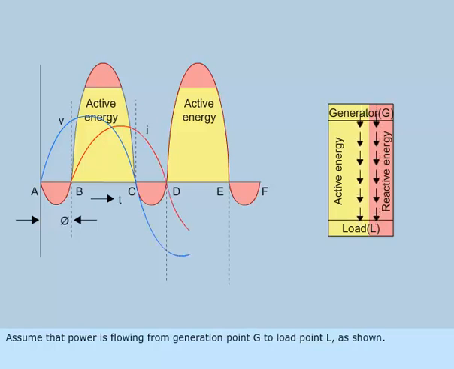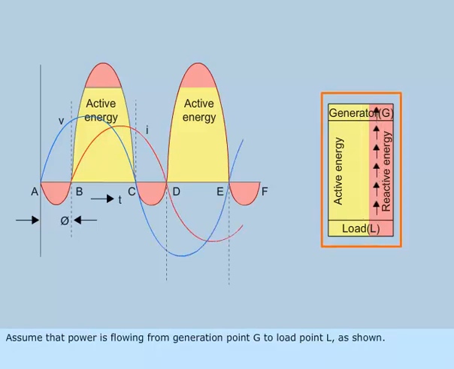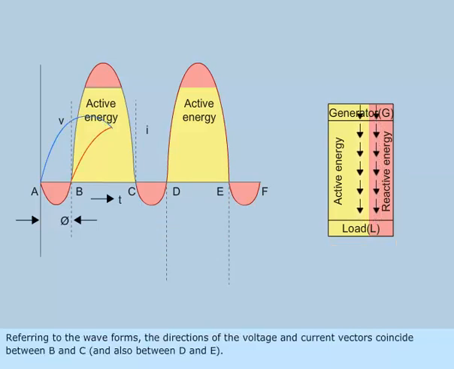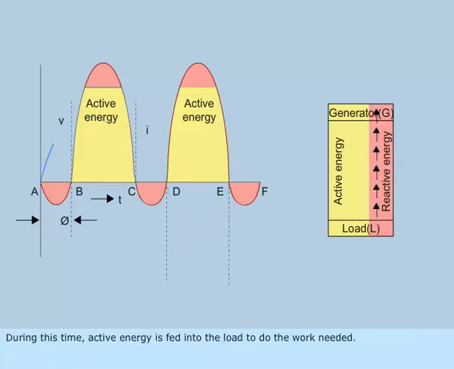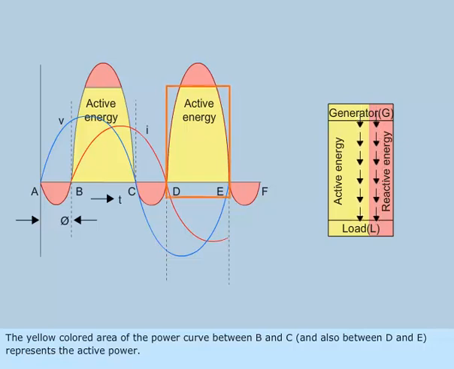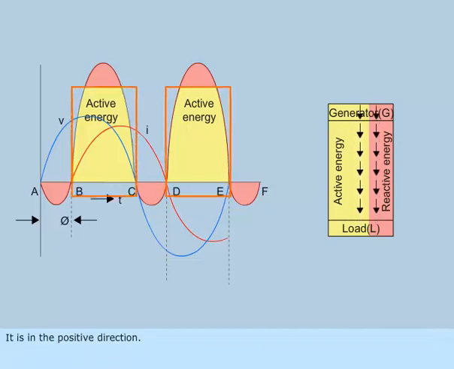Assume that power is flowing from generation point G to load point L as shown. Referring to the waveforms, the directions of the voltage and current vectors coincide between B and C and also between D and E. During this time, active energy is fed into the load to do the work needed. The yellow-colored area of the power curve between B and C, and also between D and E, represents the active power. It is in the positive direction.